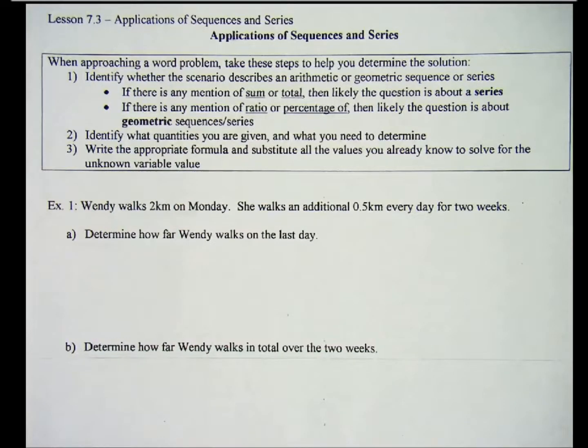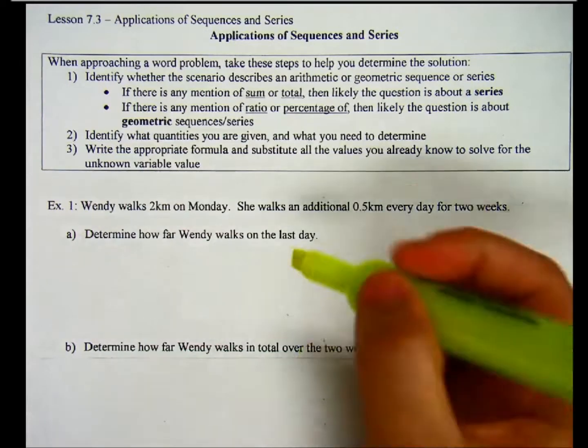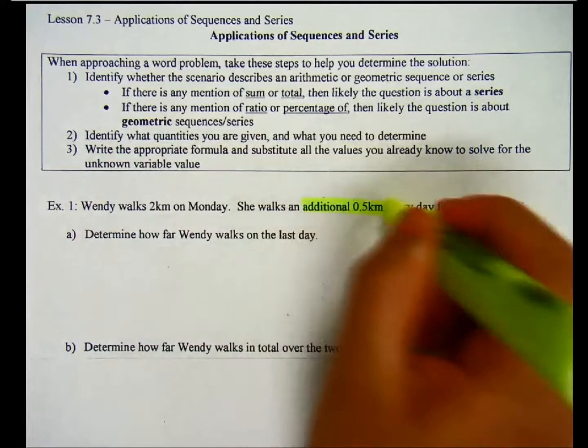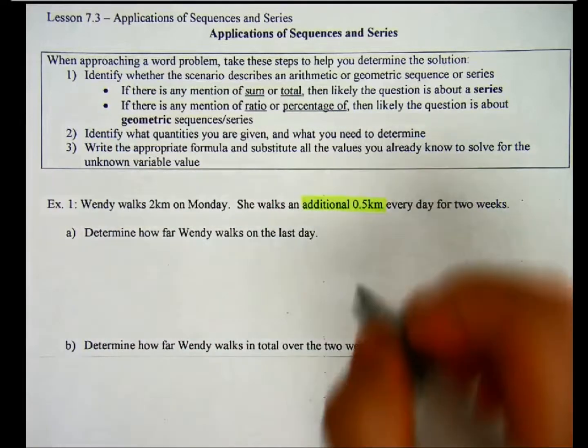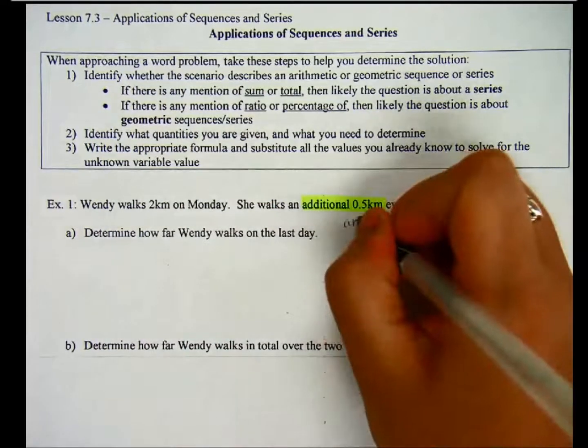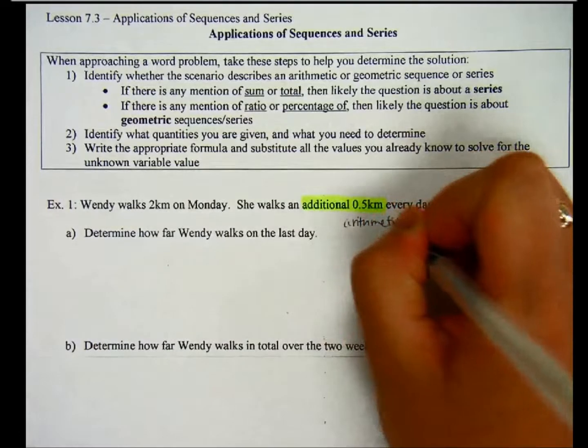Wendy walks 2 kilometers on Monday. She walks an additional half a kilometer every day for 2 weeks. So this doesn't mean that on Monday she walks 2 kilometers and on Tuesday she only walks half a kilometer. Okay, this means that on Monday 2 kilometers, Tuesday 2.5, Wednesday 3 kilometers, etc. So using the word additional as your hint, you should realize that this is an arithmetic sequence.